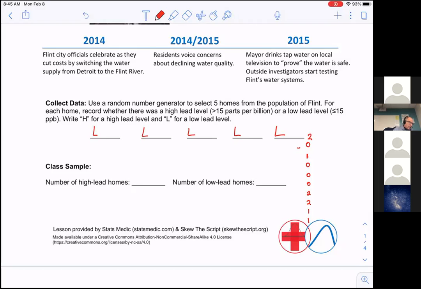Not sure, I think we got, there might be one missing, but right now 1, 2, 3, 4, 5, 6, 7, 8, 9, 10. So that means we have a grand total of 50 homes in our class sample. We got 2, 4, 6, 8, 9 high lead homes, and so that means we're going to have 41 low lead homes. So we didn't quite make it as far as, and we'll talk about it when we get to the end. So there's our last one.